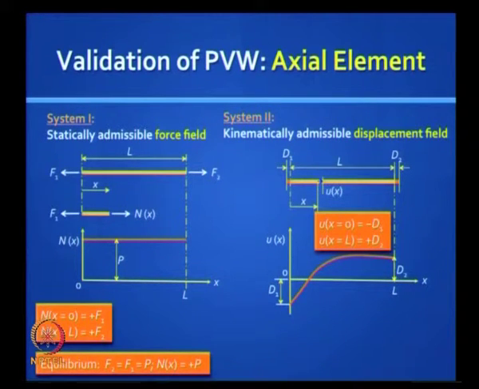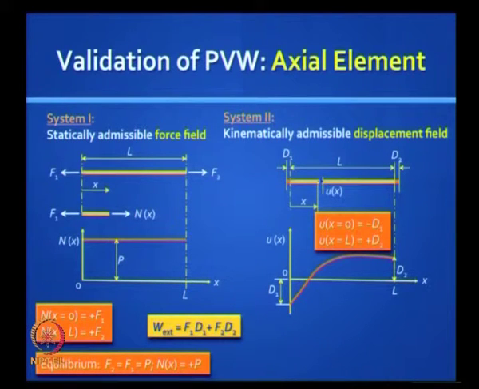Okay. So the compatibility requirement is that you must not have a break in the bar anywhere, which means that the curve should be continuous, and there must be a compatibility relationship of u at x equal to 0 being equal to minus d1 and u at x equal to L being equal to plus d2, right. So this is a complete displacement field, it is kinematically admissible, and we will check out and see whether the principle of virtual work operates here or not.